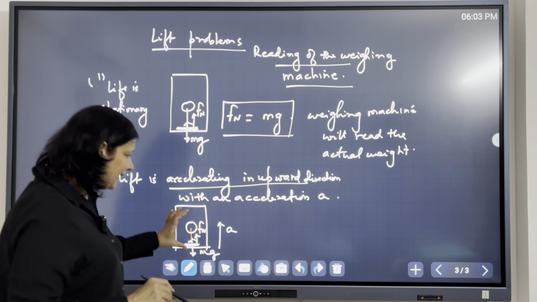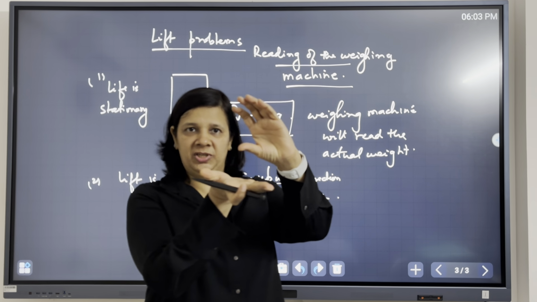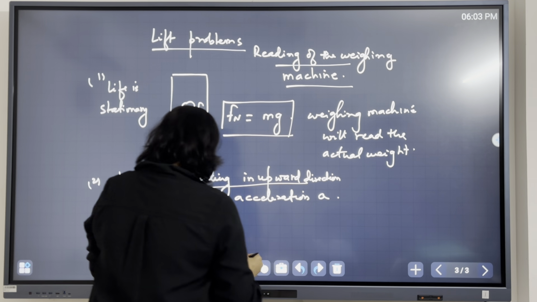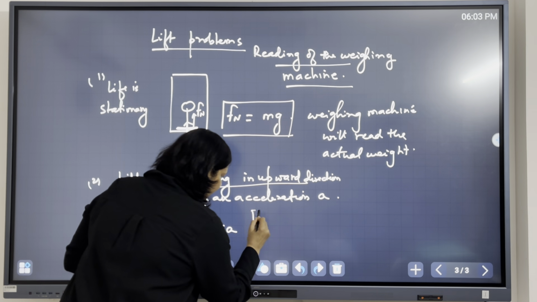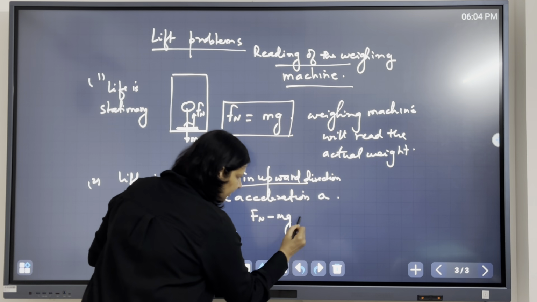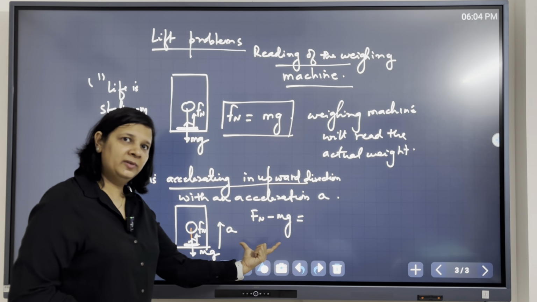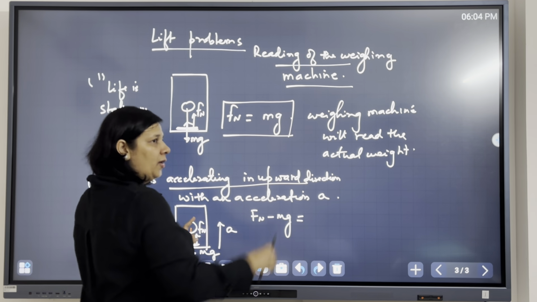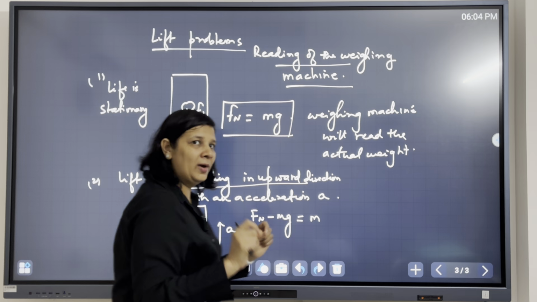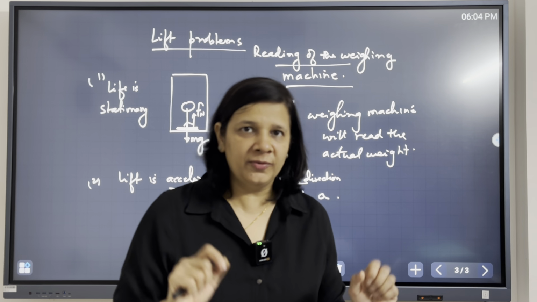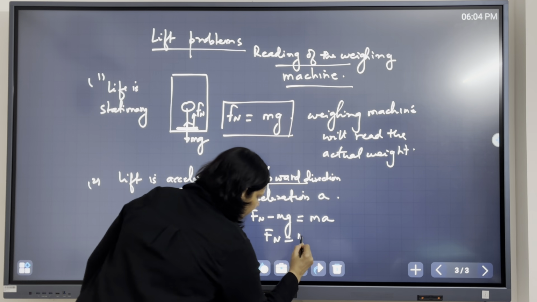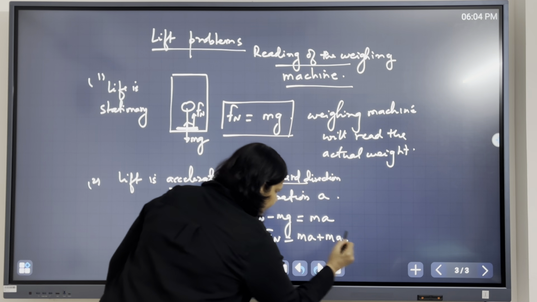Let us apply Newton's second law on the person and the weighing machine, right? So now the lift is accelerating upwards. How to use Newton's second law? Fn is going upward, Fn is more than mg, so Fn minus mg will be the net force, right? And it is accelerating upwards. So upward direction is taken to be positive, the direction of acceleration and net force. So Fn minus mg is equal to ma, Fn is equal to ma plus mg.